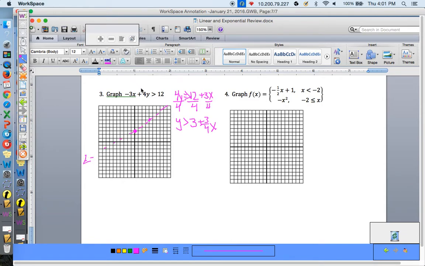And let's test our point 0, 0. Negative 3 times 0, 4 times 0, is that greater than 12? Well, is 0 greater than 12? No. So 0, 0 is no, false. So we'd shade over here.